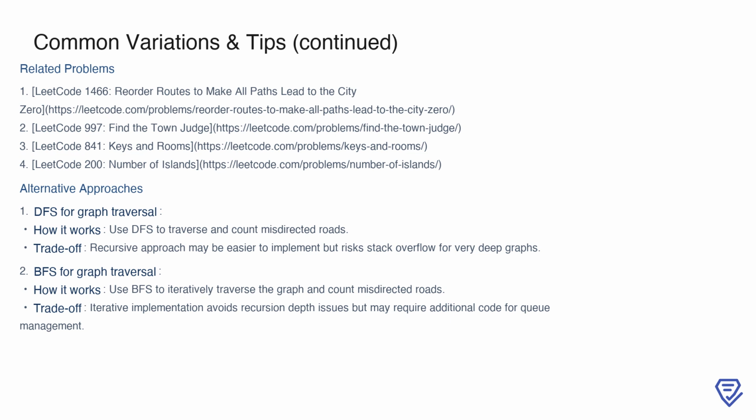Regarding alternative approaches, DFS is a popular choice for this problem because it allows you to recursively traverse the graph and count misdirected roads. However, it comes with the risk of stack overflow in graphs with deep recursion. BFS, on the other hand, offers an iterative solution, avoiding recursion depth issues, though it requires managing a queue explicitly. Both methods are valid and should be chosen based on your comfort level and the constraints of the problem.